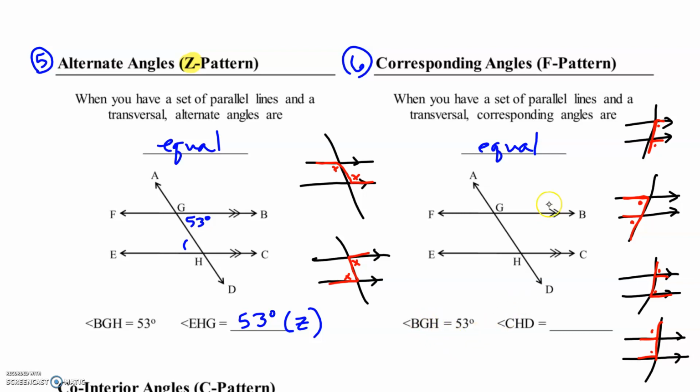BGH is 53, so it's the same angle as the Z pattern. They want us to find CHD. So CHD is this angle in here. So that would also be 53 degrees, and we can see it's because of F pattern right here. And so the angles in that armpit of the F are equal.